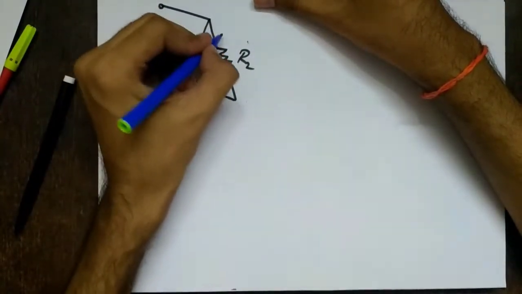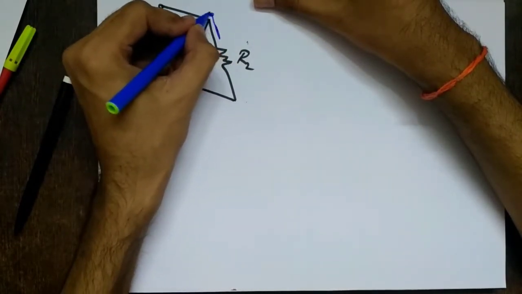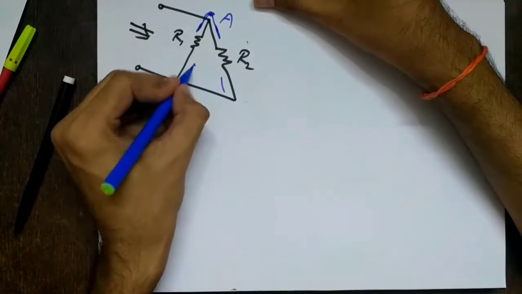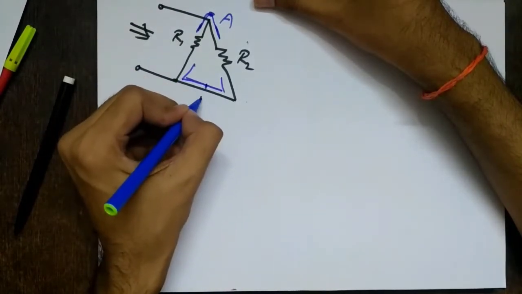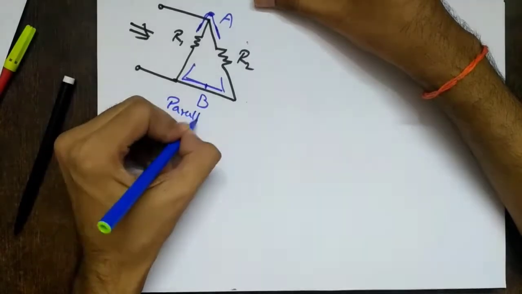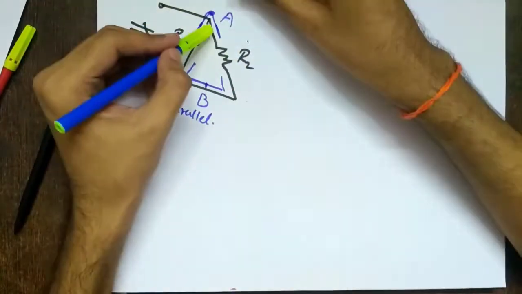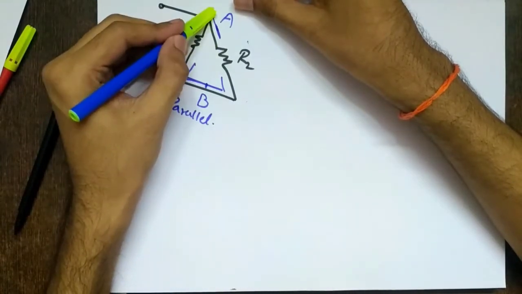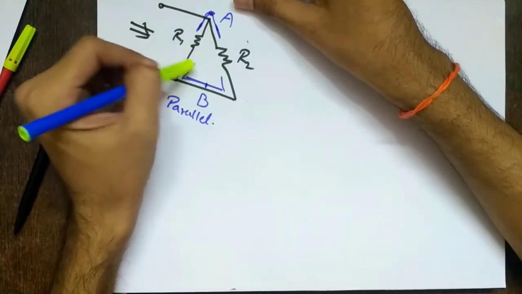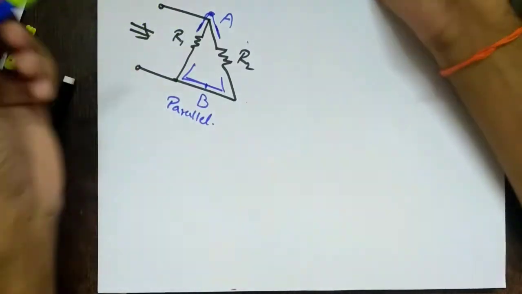So what will happen? These two are the terminals. They are connected to one common point, say A. The other terminals are connected to another common point, say B. So they are said to be in parallel. When terminals of a resistor are connected to one common point and other terminals of the same resistors are connected to another common point, we say that the resistors are in parallel.